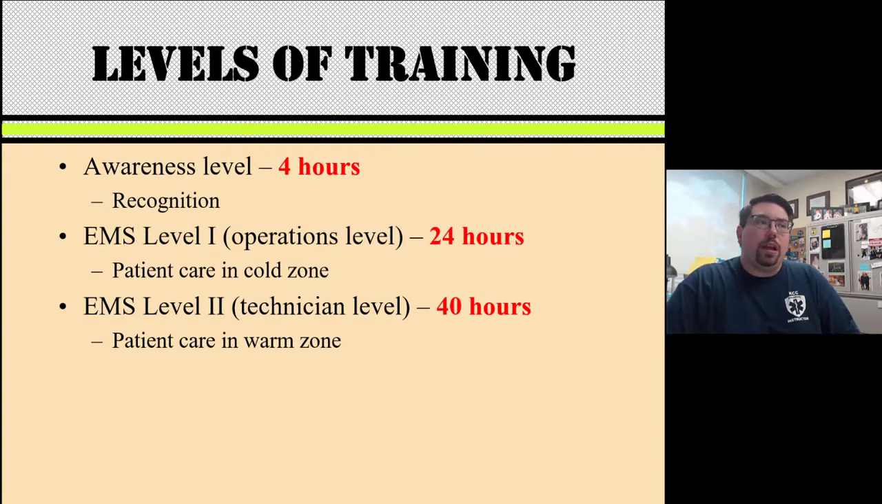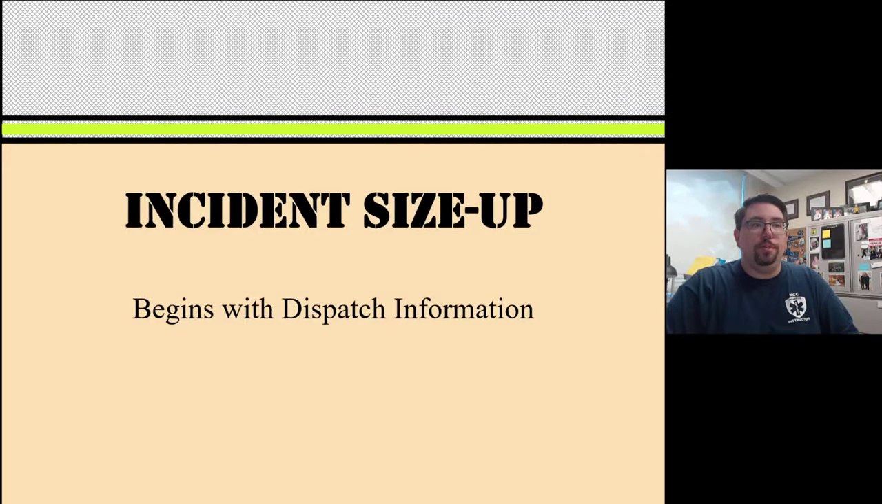Now, when we think about the levels of training, you guys are going to be trained at the awareness level, which typically takes about 4 hours, where you can recognize a hazardous material, spill, or scene, and what to do or who to call to help control it. We have EMS level 1, which is the operational level. It's a 24-hour course. It deals with patient care inside the cold zone. And then you have level 2, which is technician level, 40-hour course. And again, this is where you're able to take care of patients in the warm zone.